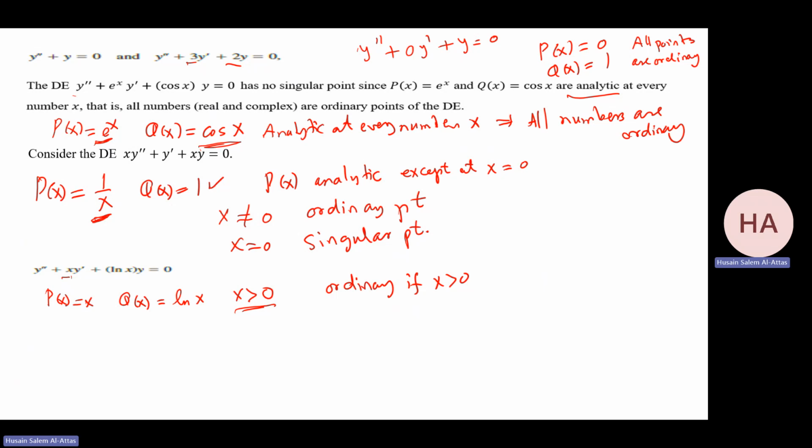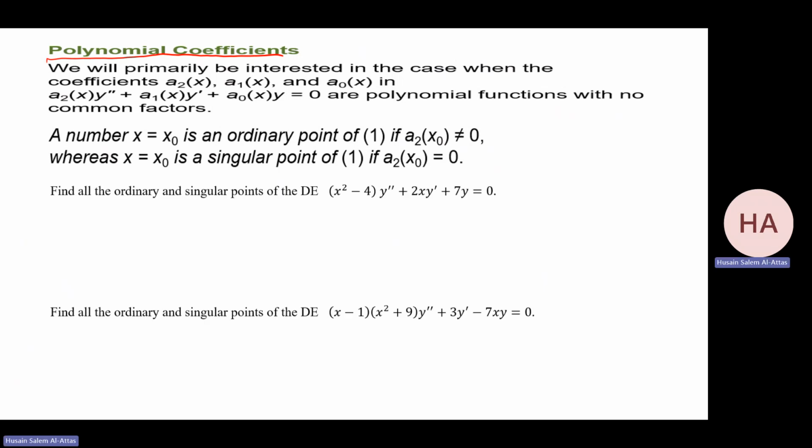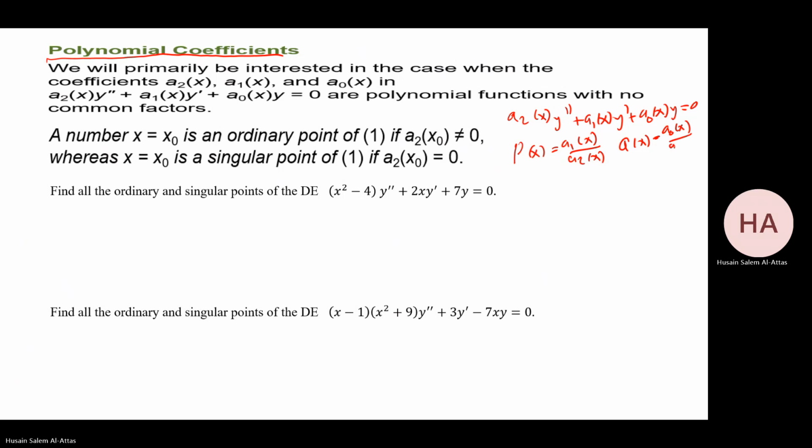By the way, what we are concerned about in this section is only polynomial coefficients. But that was the general case. If it is polynomial coefficients, then it will be easier. Why? Because I have a2 of x, y double prime, plus a1 of x. This is the general one. So what do I need? I need p of x and q of x. So assume I have no common factors. No, I do the cancellation if there is a cancellation.